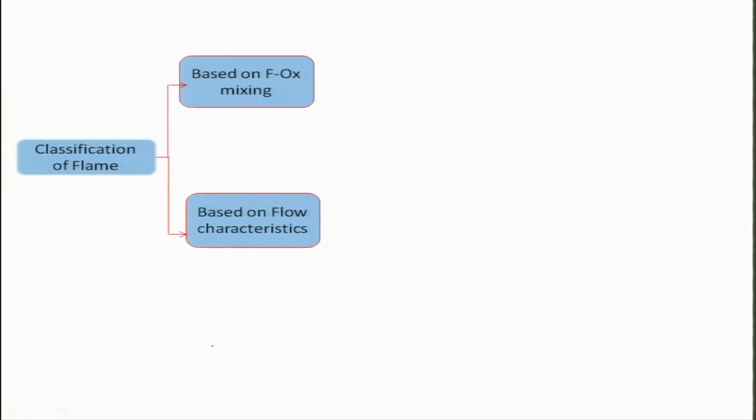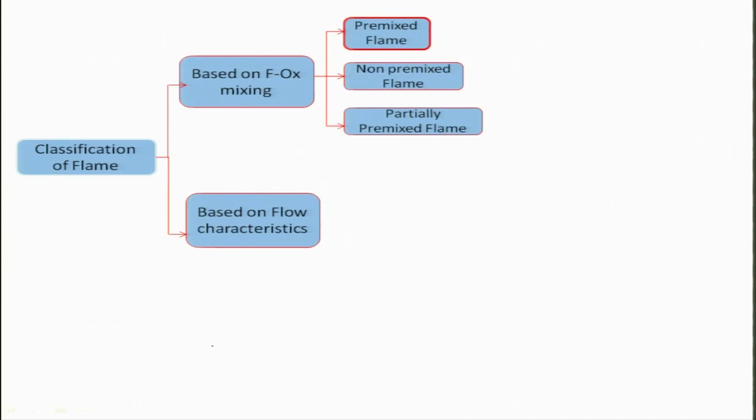Based on fuel-oxidizer mixing, we can divide the flame into three categories. One is the pre-mixed flame, the other is the non-pre-mixed flame, and the third one is the partially pre-mixed flame. Based on the flow characteristics, we will also divide the flame into laminar flame and turbulent flame.